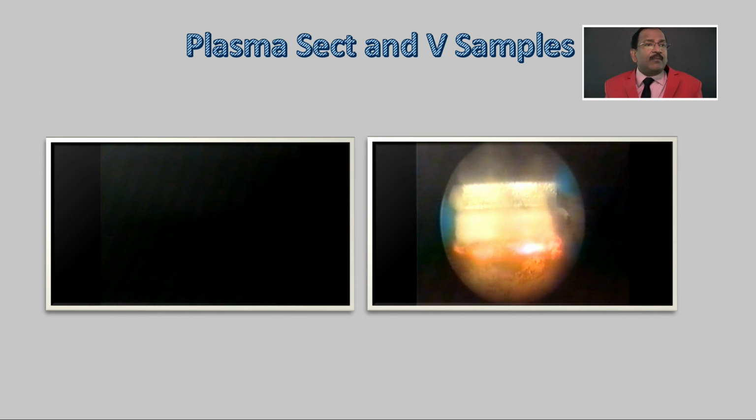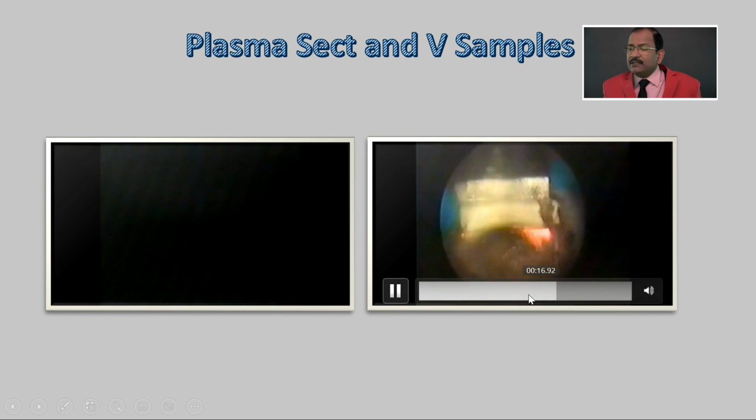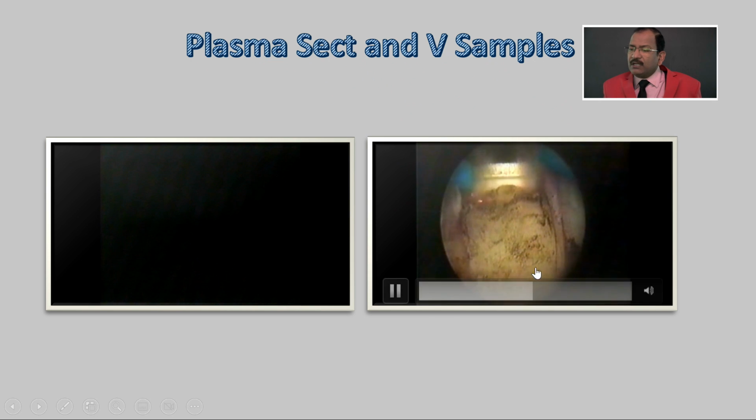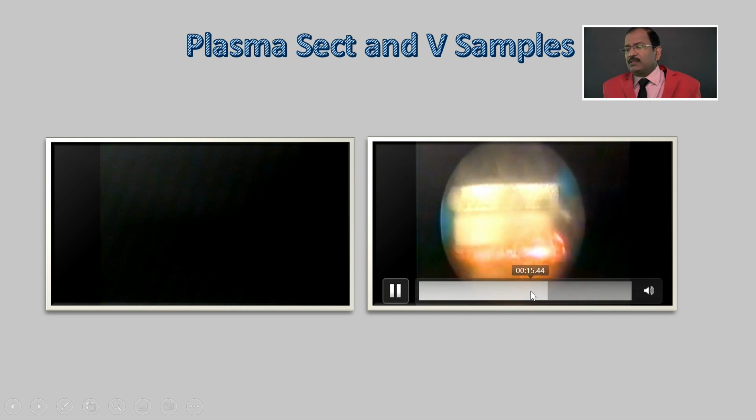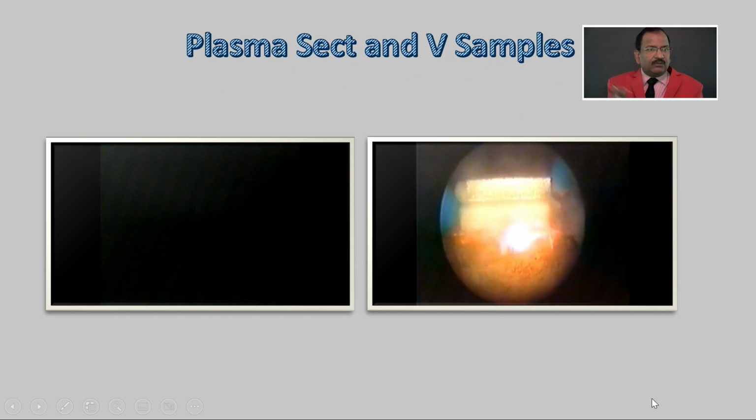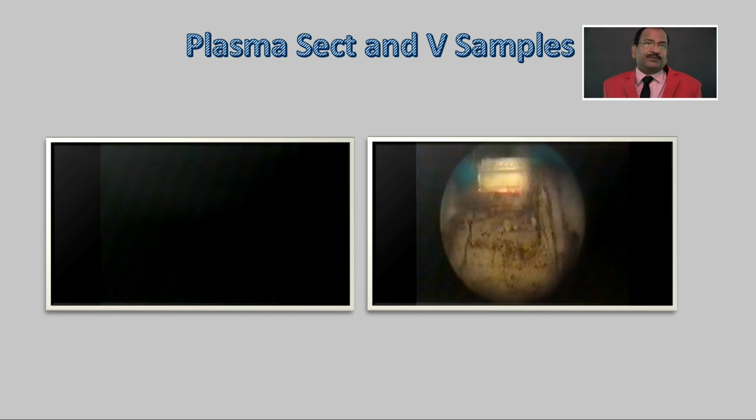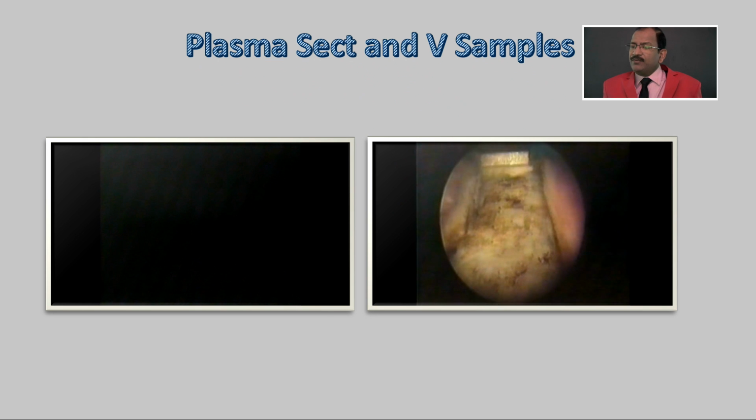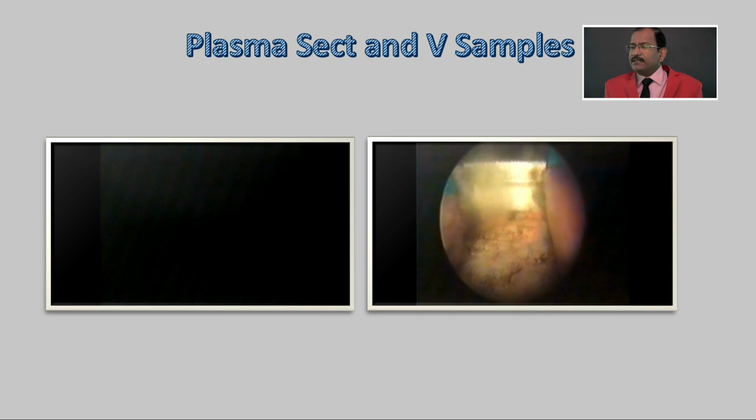So the only drawback is you will not have sufficient tissue for histopathology, because it does a good evaporization of the tissue. So this is called V-Sample and Plasmasect. Those are very expensive machines you can buy to make your surgery easy.